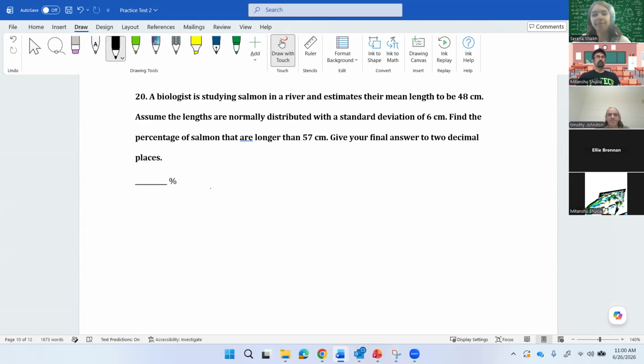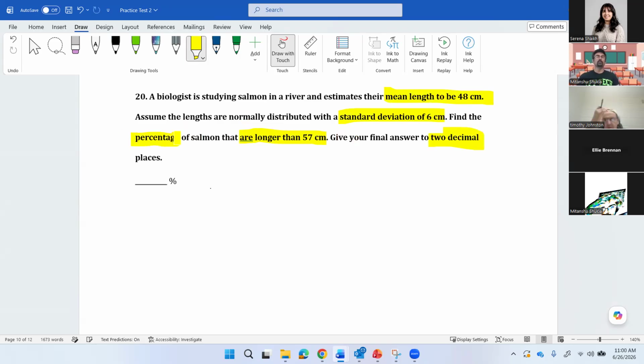We'll be here. So a biologist is studying salmon in a river and estimates their mean length to be 48 centimeters. Assume the lengths are normally distributed with a standard deviation of 6 centimeters. So let me highlight some of this. Mean is 48. Standard deviation is 6 centimeters. Then they're saying find the percentage of salmon that are longer than 57 centimeters. Give your final answer to 2 decimal places. So I know that I'm going to need a percentage.